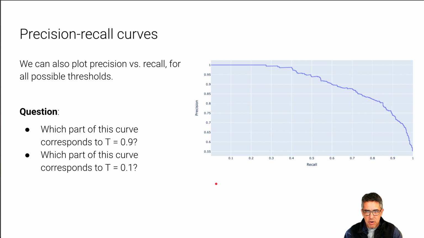Before we move on, what I want you to do is stop the video and think through, where in this curve should both low and high thresholds live, and why? Convince yourself that your intuition tells you why a given part of the curve corresponds to low thresholds and another one to high.